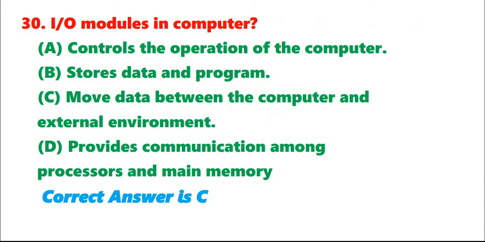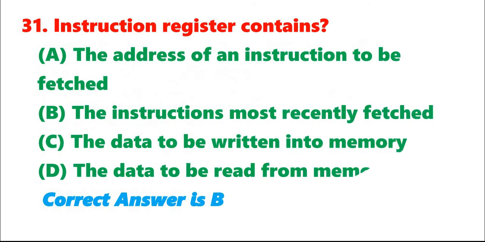30. I/O modules in computer A. Control the operation of the computer. B. Store data and program. C. Move data between the computer and external environment. D. Provide communication among processors and main memory. Correct answer is C. 31. Instruction register contains A. The address of an instruction to be fetched. B. The instructions most recently fetched. C. The data to be written into memory. D. The data to be read from memory. Correct answer is B.